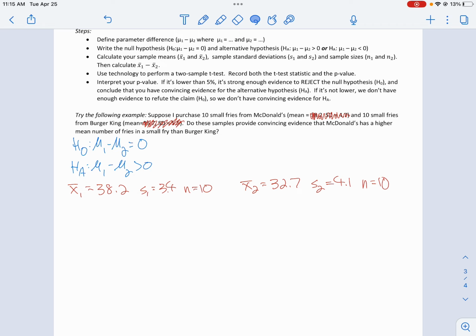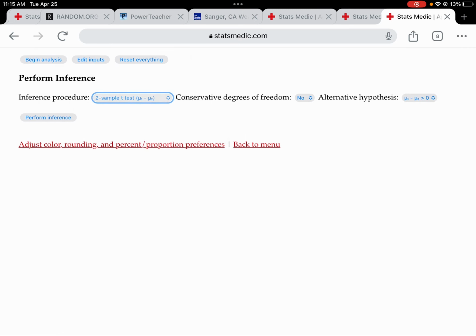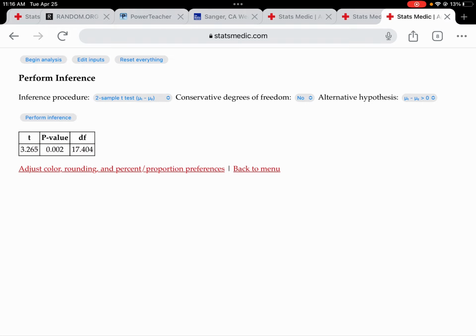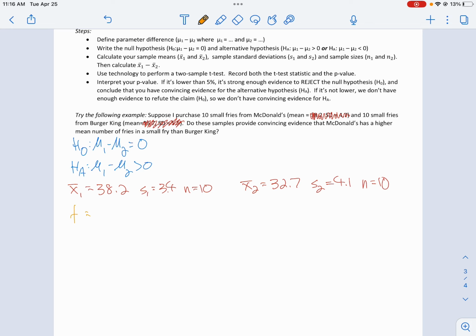All right, and then once we do that, we're going to do our t-test. So go back over here, change the interval to t-test. We are greater than 0, which is what we want. So we perform our inference, and we get our t and p value. So t equals 3.265, and our p value equals 0.002 or 0.2% in our distribution. So there's 0 difference between them.